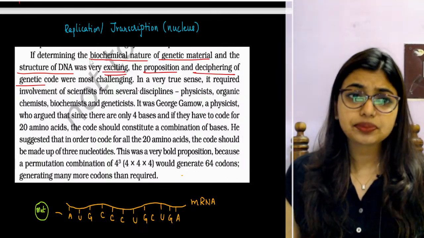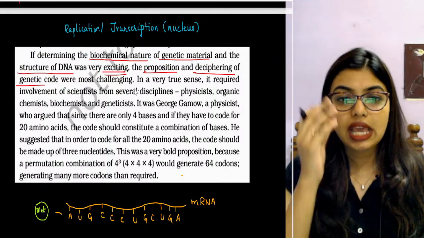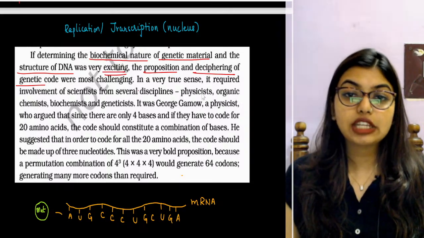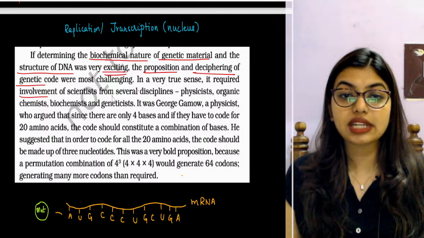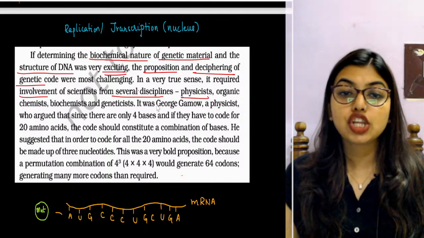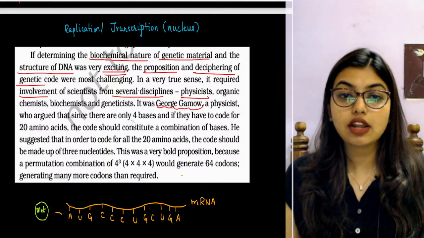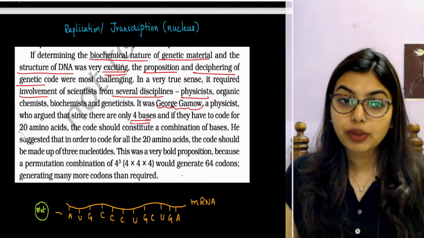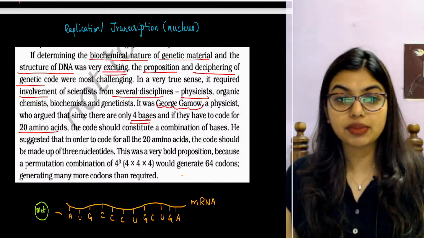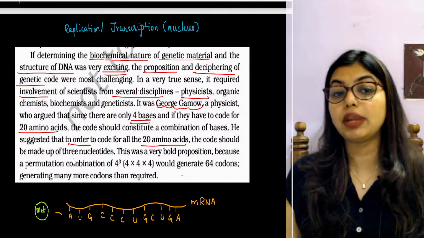So students, even though transcription, translation, everything, was a smooth process to find, they found a lot of difficulty when it came to finding the genetic code. In a very true sense, it required the involvement of scientists from every discipline: physicist, organic chemist, biochemist, geneticist. It was George Gamow, a physicist, who argued that since there are 4 bases, and they only code for 20 amino acids, the code should constitute a combination of bases. He suggested that in order to code for 20 amino acids, the code should be made up of 3 nucleotides.